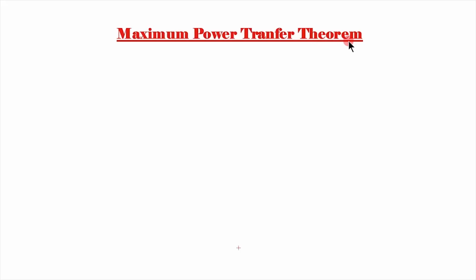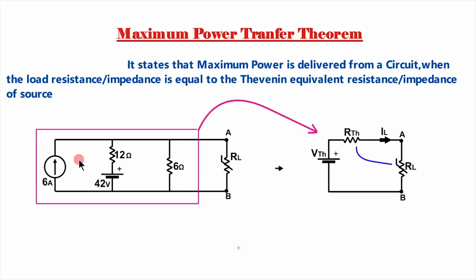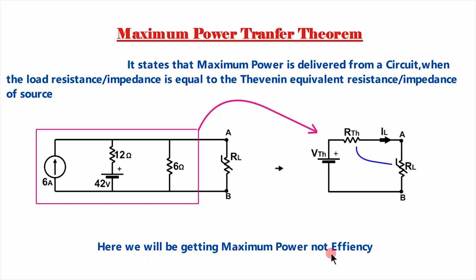Maximum power transfer theorem. Here is a circuit or network which delivers power to a load connected between A and B. The maximum power transfer theorem states that maximum power is delivered from this circuit when the load resistance or impedance is equal to the Thevenin equivalent resistance or impedance of the source. That means we first have to find the Thevenin equivalent circuit, and the maximum power will be delivered when RL becomes equal to RTH. Here we get maximum power, not efficiency.